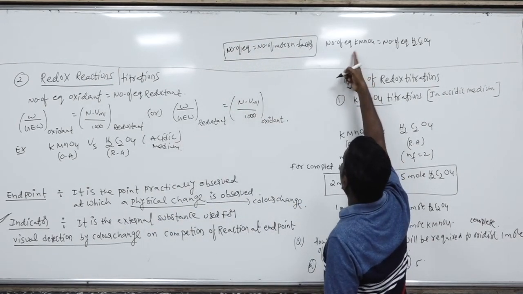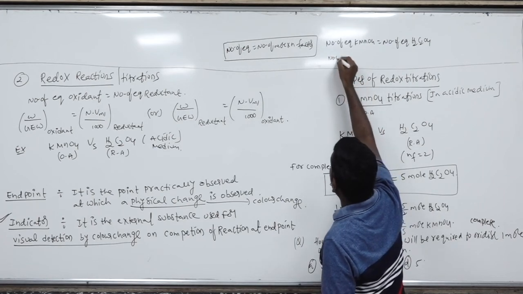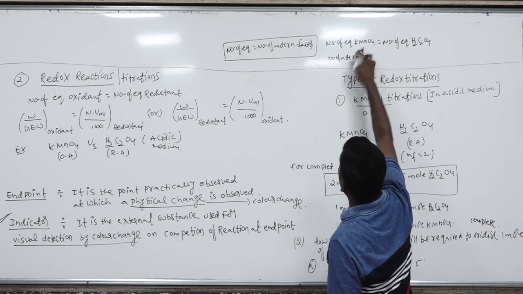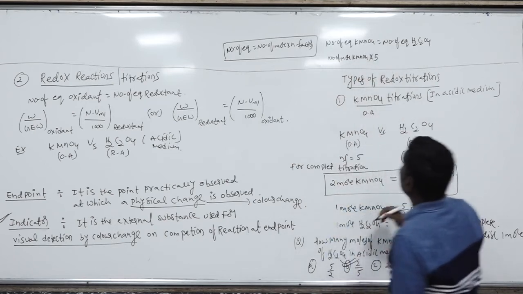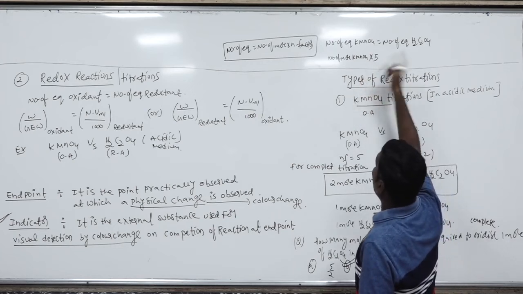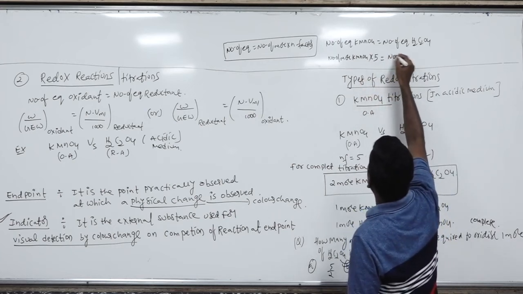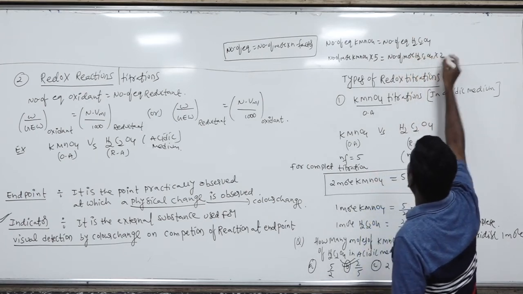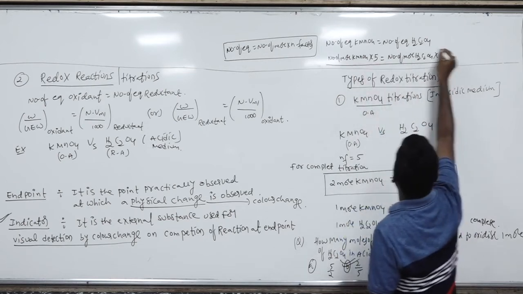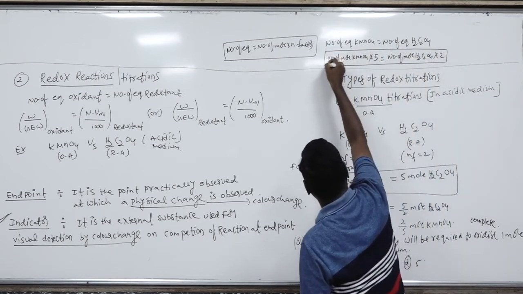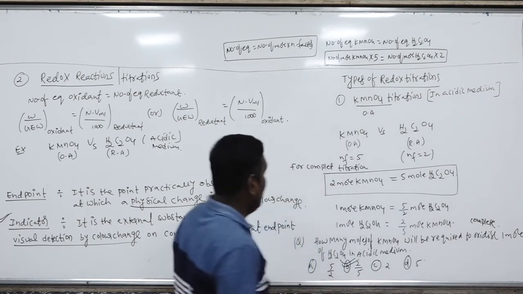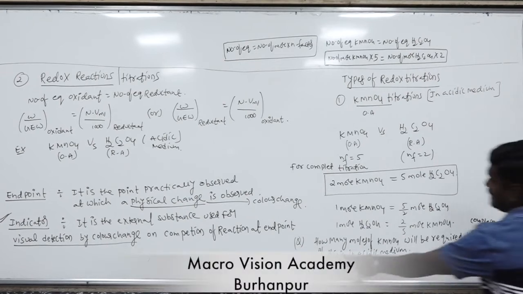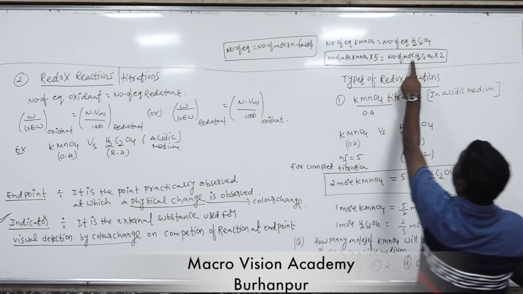Let's suppose number of moles of KMnO4 into the KMnO4 n factor, which is 5, is equal to the number of moles of H2C2O4 into the n factor of oxalic acid, that is 2. With the help of this expression also we can find the number of moles. Now how many moles of oxalic acid are given to you? 1 mole of oxalic acid is given to you.